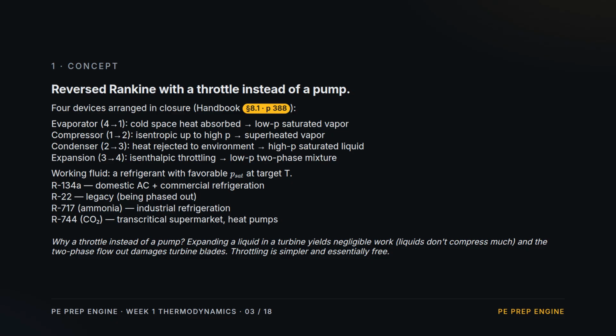Why a throttle, not a pump? A liquid turbine yields negligible work, and the 2-phase flow would damage blades. Throttling is simpler and essentially free.